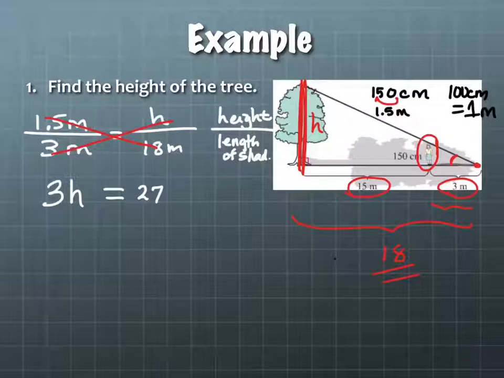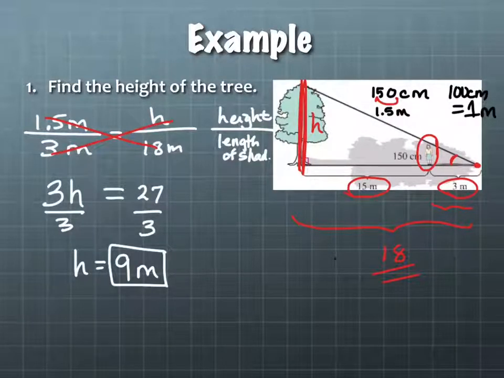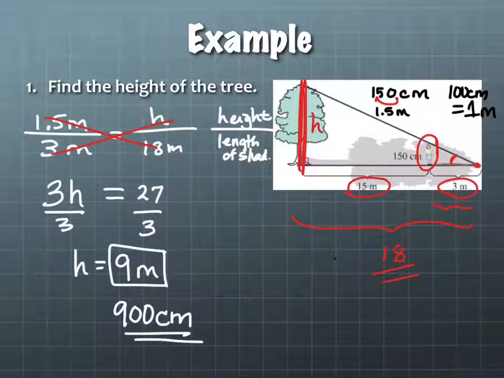Okay, then what would I do? Math in your head is always good stuff. And then I divide by 3. You got it? So what is my height? 9 what? Meters. 9 meters tall. Now, if you answered 900 centimeters, would it be okay? Yeah, it'd be fine. It's no problem. Be perfectly okay with me. It's another way to measure it. Any questions on that?